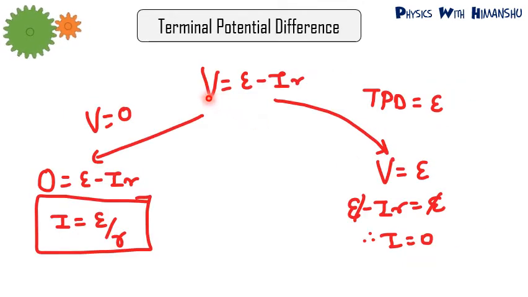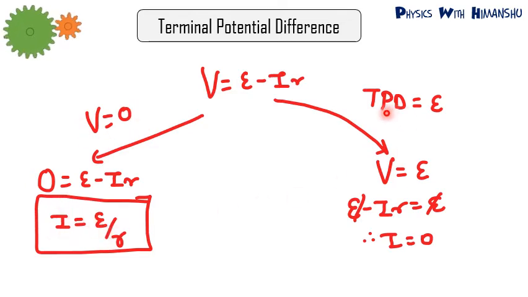So there are two important cases for TPD, given by V equal to E minus IR, which we have already derived. What will be the condition when TPD will be equal to 0? We put V equal to 0, so E minus IR will be 0, so I will be E by R. So when terminal potential difference is 0, it means current in the circuit is E by R.